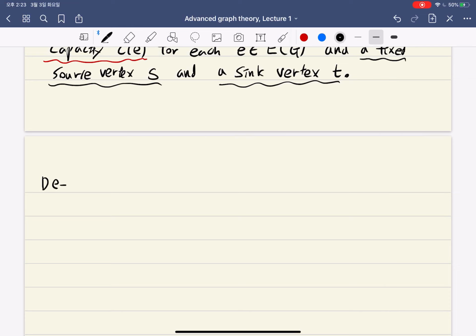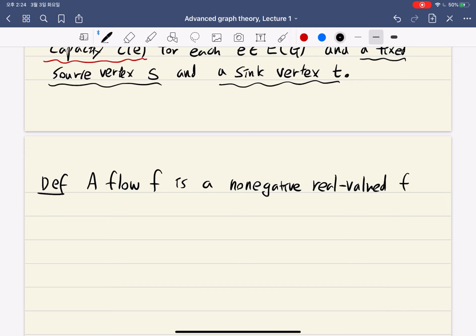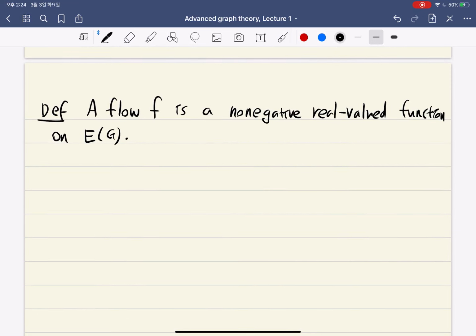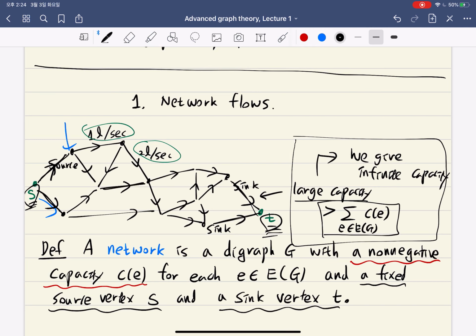And in here, we say a flow F is a function representing how much water is flowing. This is a non-negative real-valued function on the edges of the network. So this is just a non-negative real-valued function on edges, and it represents how much water is flowing in each pipe.